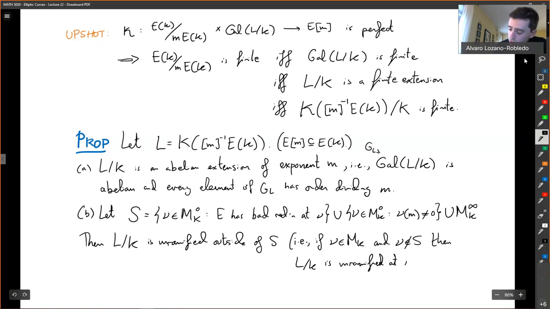Okay, so we're only allowing ramification at bad primes, at primes dividing M, and at the infinite primes. That's only allowing ramification in a finite number of places, and we will see that the maximal extension that is abelian of exponent M and N ramified outside a finite number of places, that is a finite extension of a number field. And therefore, we will be done with the Weil-Mordell theorem. All right, let's prove this proposition.